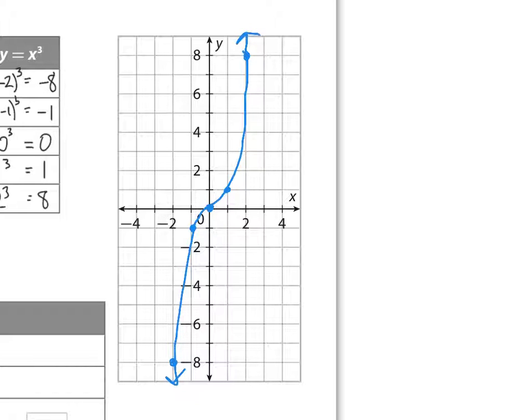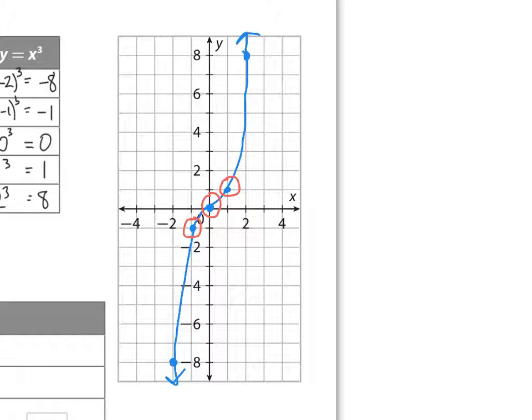We have what we call 3 reference points. That would be the origin, and that would be the point 1, comma 1, and -1, comma -1. So when we start transforming this function, those are the 3 reference points that we're going to refer to.